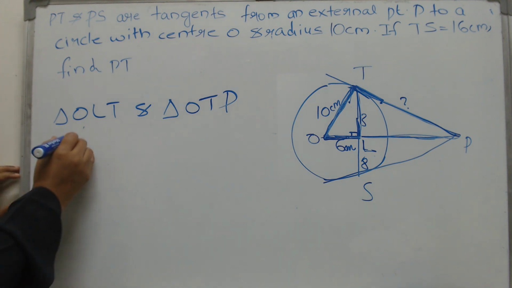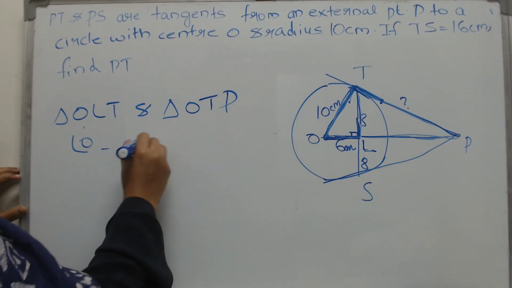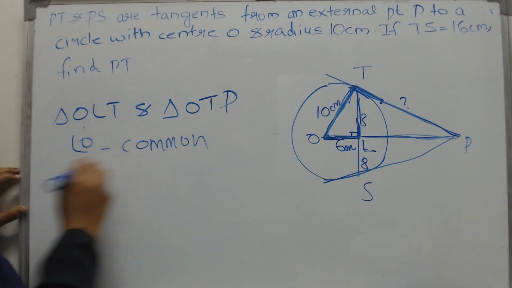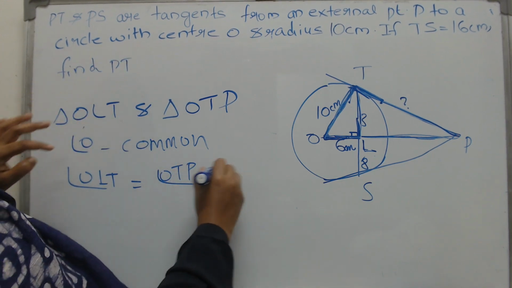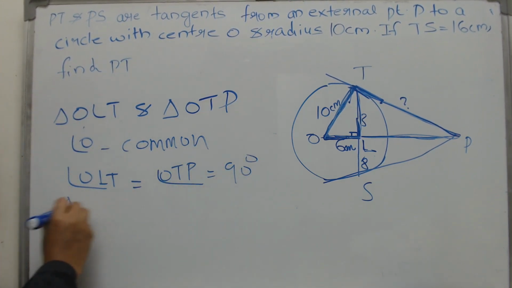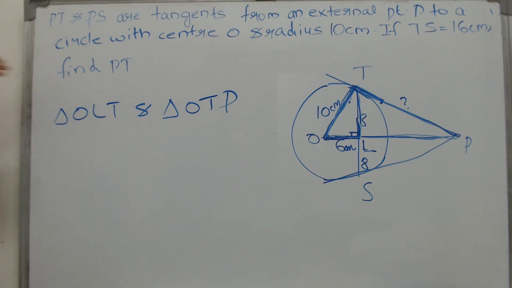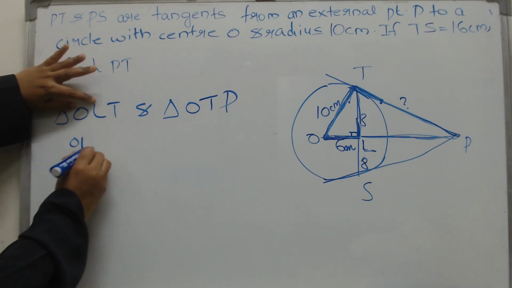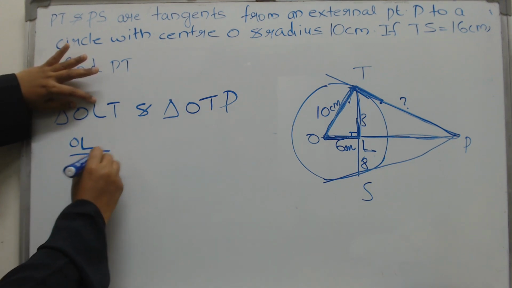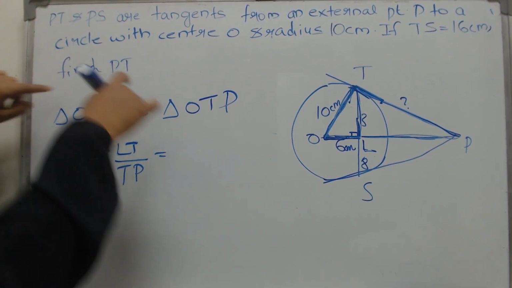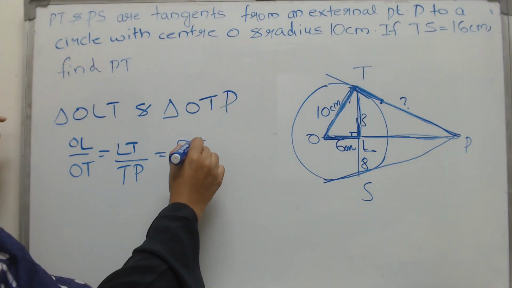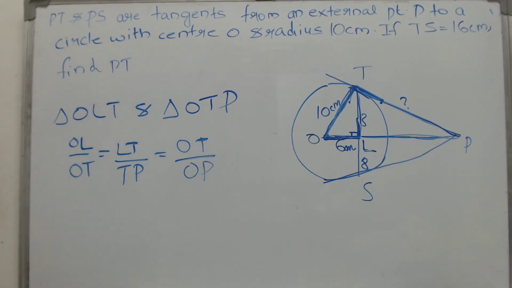So please remember that. What have we proved? Angle O is common. Then what? Angle OLT is equal to angle OTP. Both are 90 degrees, which means by AA similarity, these two are what? They are similar. How do we write the ratios? First two vertices, first two vertices. Last two vertices, last two vertices. And the first and the third, first and the third. Do not change the order, you will get a wrong answer. Make sure you keep the correct order.